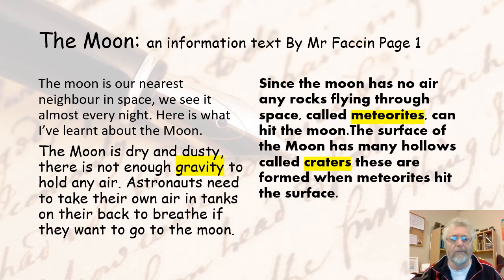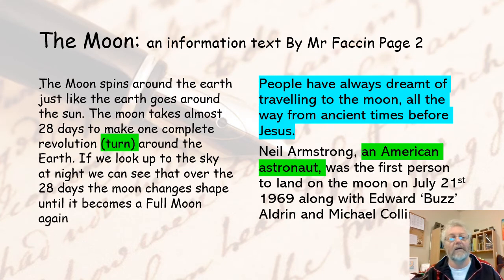I'll read it for you. Since the moon has no air, any rocks flying through space, called meteorites, can hit the moon. The surface of the moon has many hollows, called craters. These are formed when meteorites hit the surface. Let's look at my second page of information.